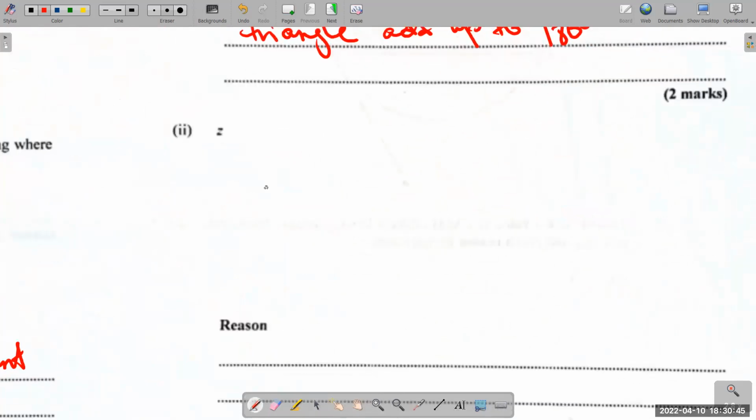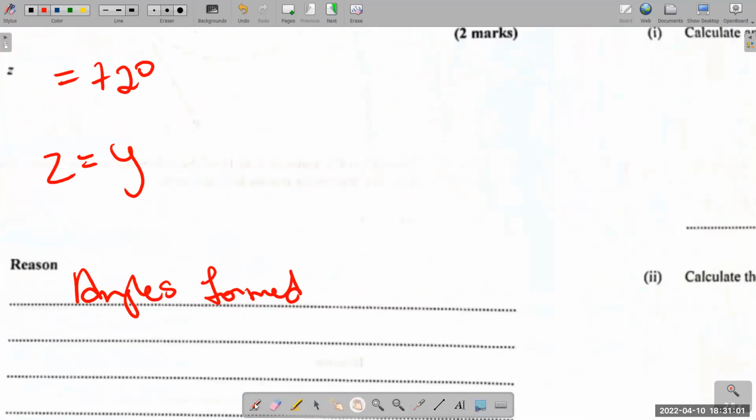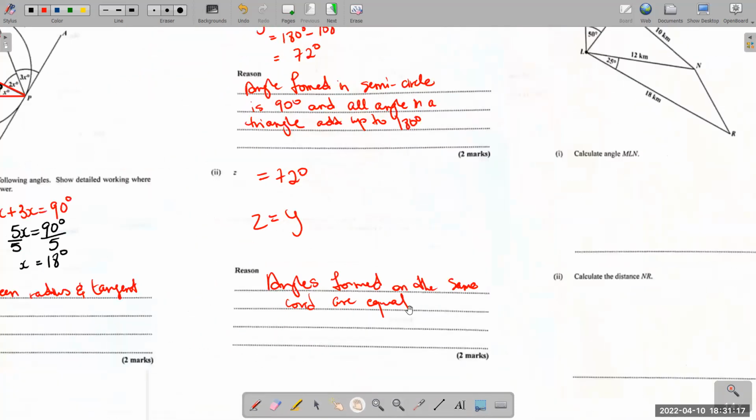So Z is simple. Z is equal to 72 degrees because angles, and you could even say Z is equal to Y, okay? Angles formed on the same chord. Excellent. Corresponding is a good word to use because it means that they're equal or corresponding. Okay. Excellent. So guess what? That's the first part there.